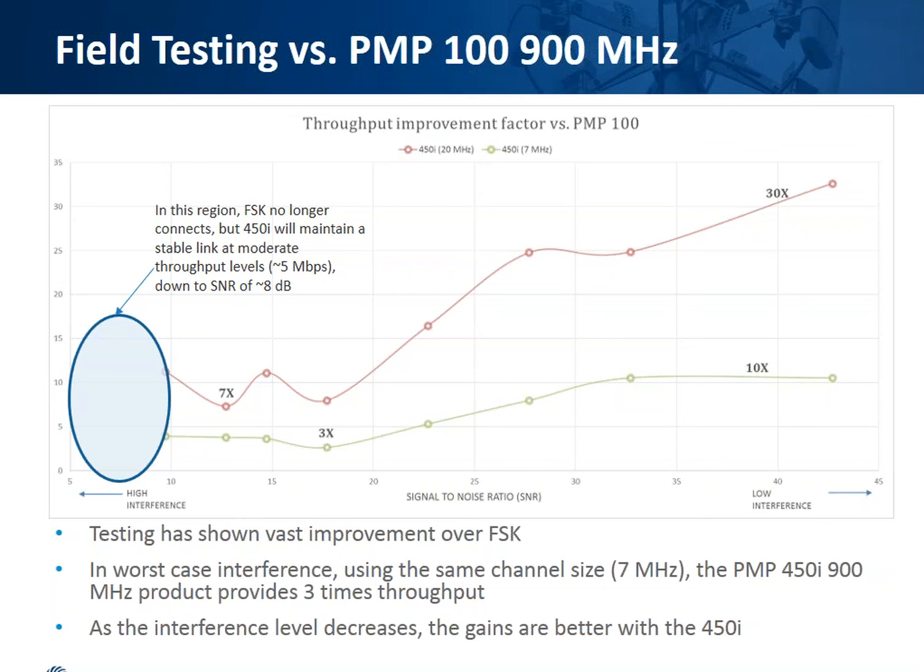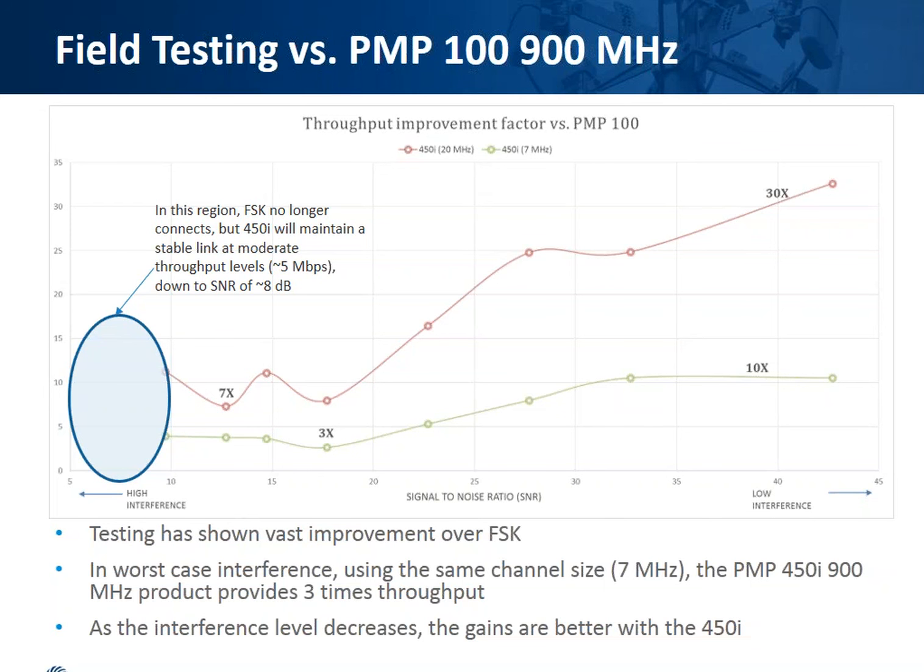The red line is the 20 megahertz channel of 450i, and the green line is the more likely used case, where you're using a 7 megahertz channel. The PMP 100 uses an 8 megahertz channel, so this is kind of analogous to that. In a low interference situation, you're about 10 times the amount of throughput as the 100. You can get up to about 40, 45 megs of throughput if you have a good signal-to-noise ratio.